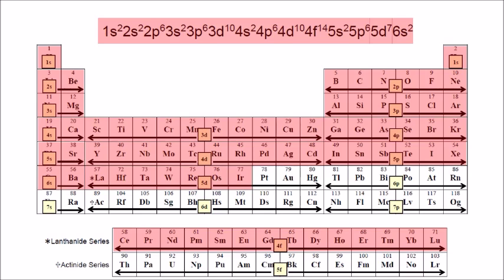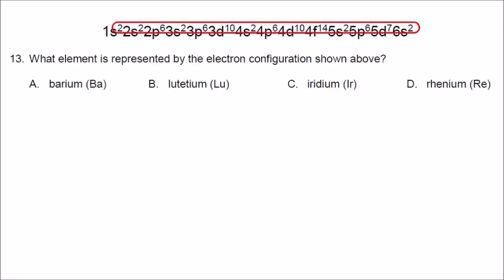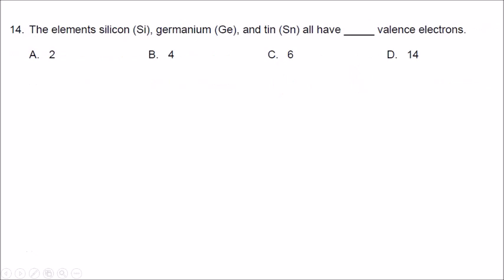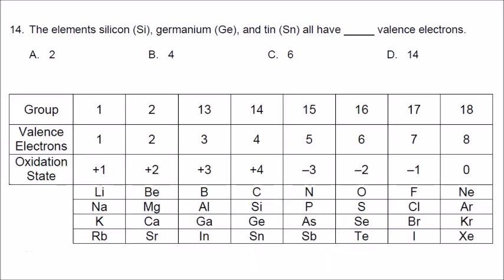Now, was there another way to do this? Yes, all you have to do is count the total number of electrons in the superscripts, and you would get exactly 77 electrons, which is the atomic number of iridium. All right, number 14, we have silicon, germanium, and tin. They are all located in group 14, and they would have 4 valence electrons. This chart is from your most recent packet entitled Electron Configuration Patterns. So 4 valence electrons for carbon, silicon, germanium, and tin.